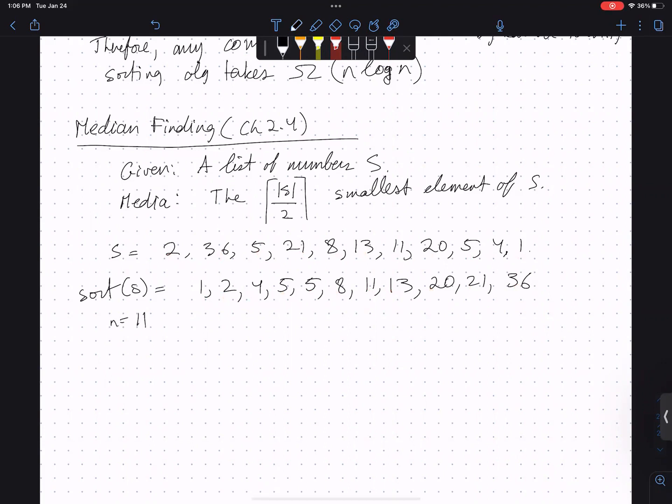N is 11. So S, this is N, is 11. So S over 2 ceiling is 6. And so we want the 6th smallest element for the median. This is the 1st, 2nd, 3rd, 4th, 5th, 6th. This is the median here.